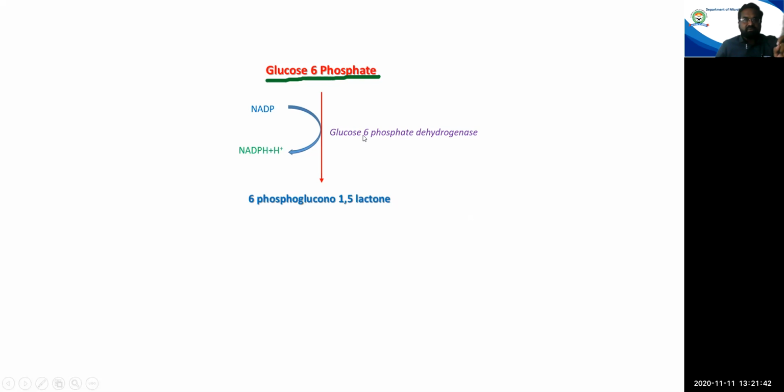The enzyme glucose 6-phosphate dehydrogenase acts upon glucose 6-phosphate and brings about dehydrogenation of the molecule. Okay, this glucose 6-phosphate will be dehydrogenated. Now, what do you mean by dehydrogenation? Dehydrogenation means removal of hydrogen from the substrate molecule. So glucose 6-phosphate dehydrogenase will be bringing about dehydrogenation of this glucose 6-phosphate molecule.